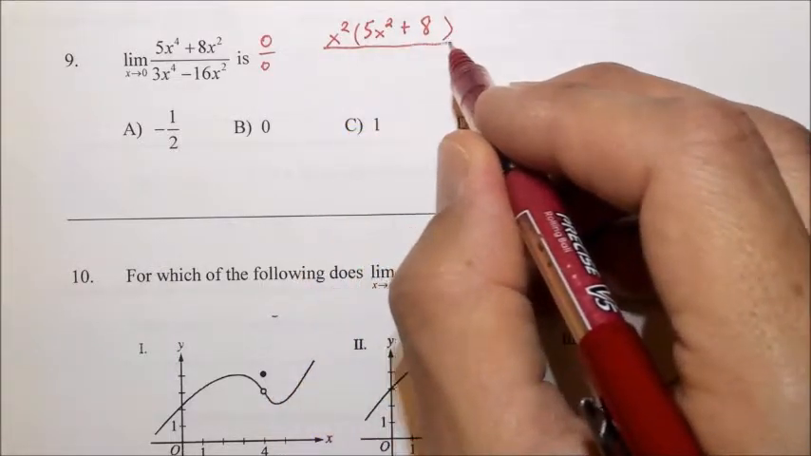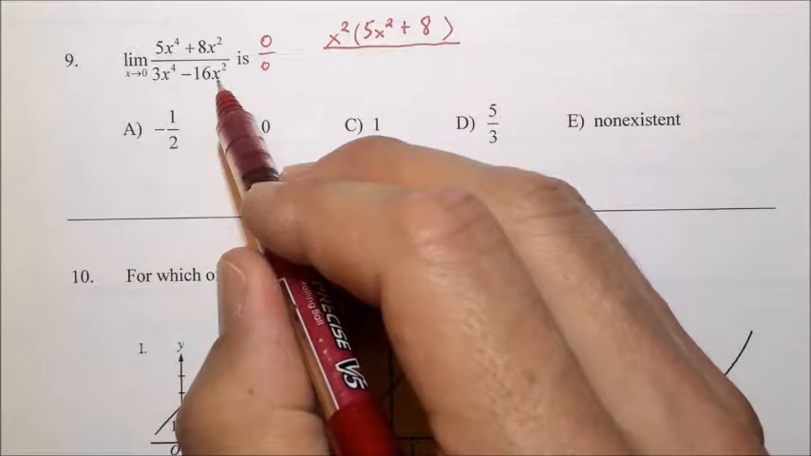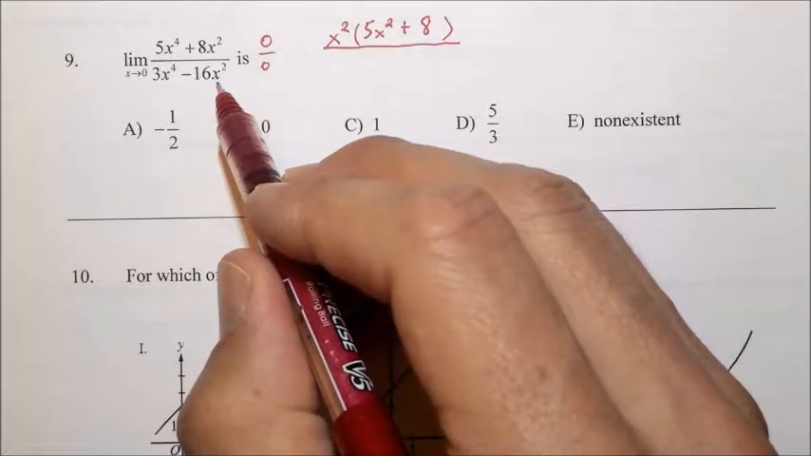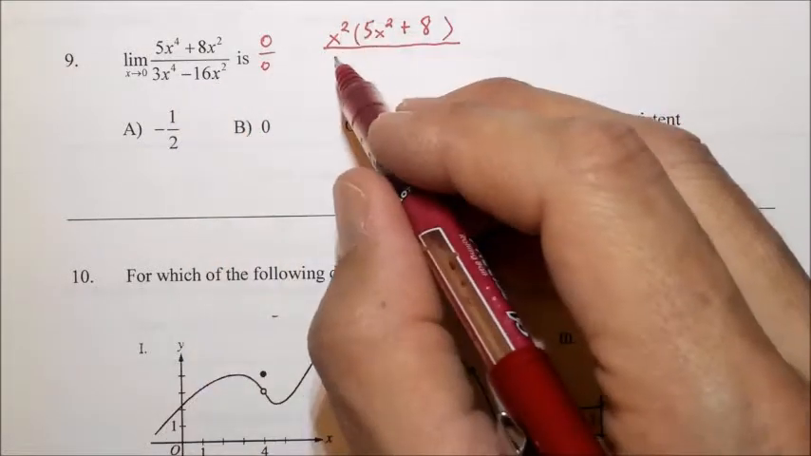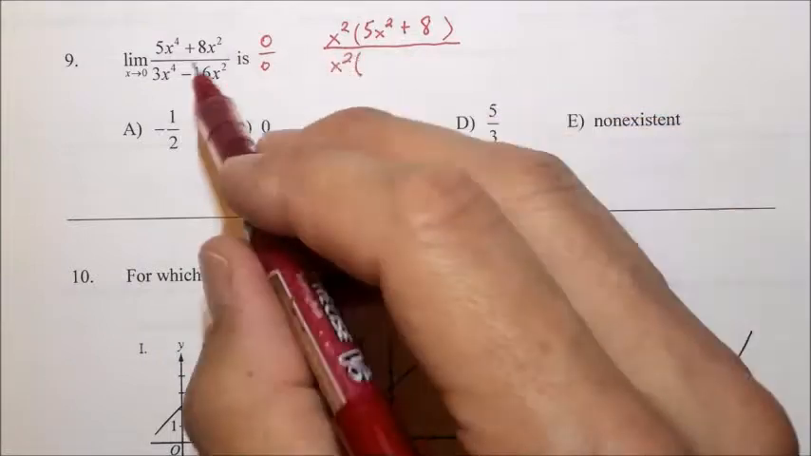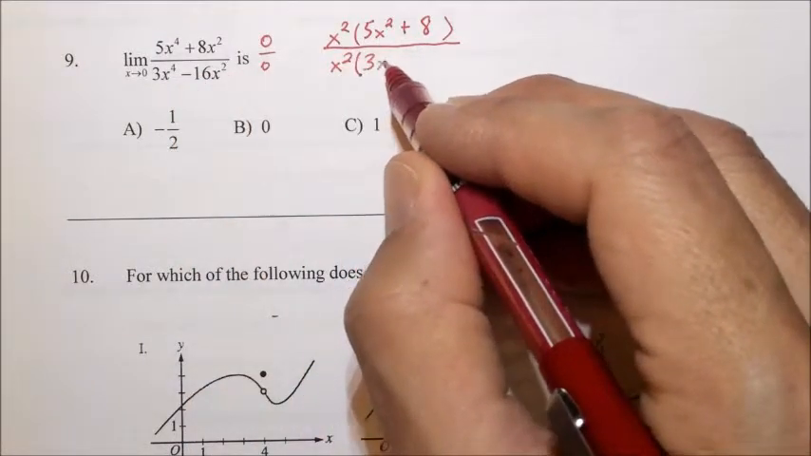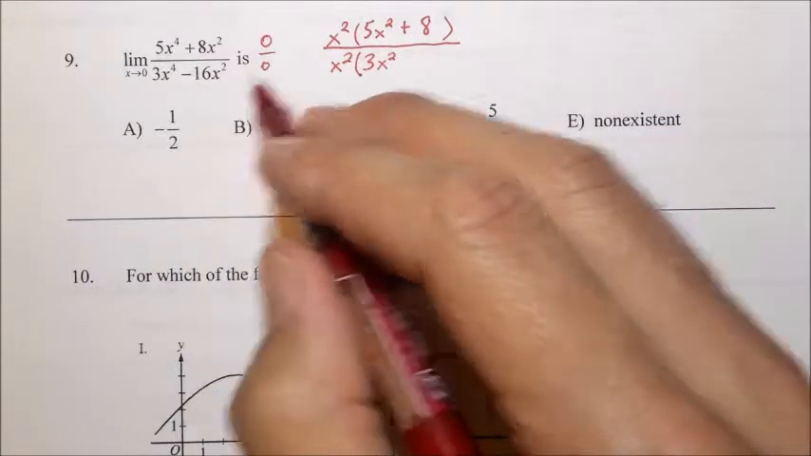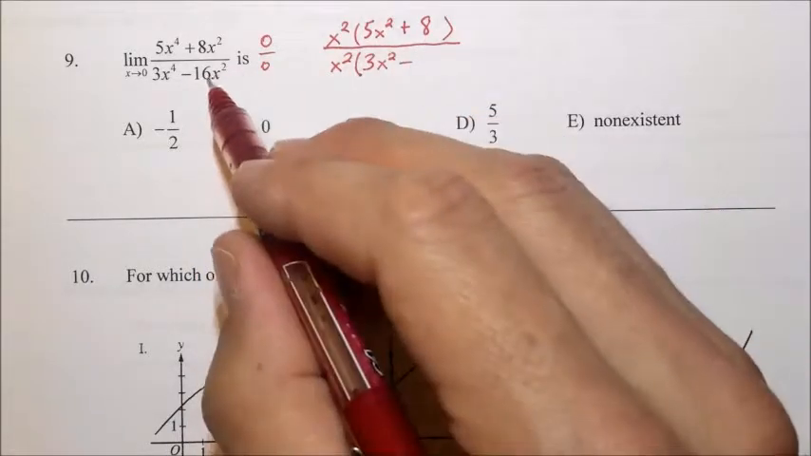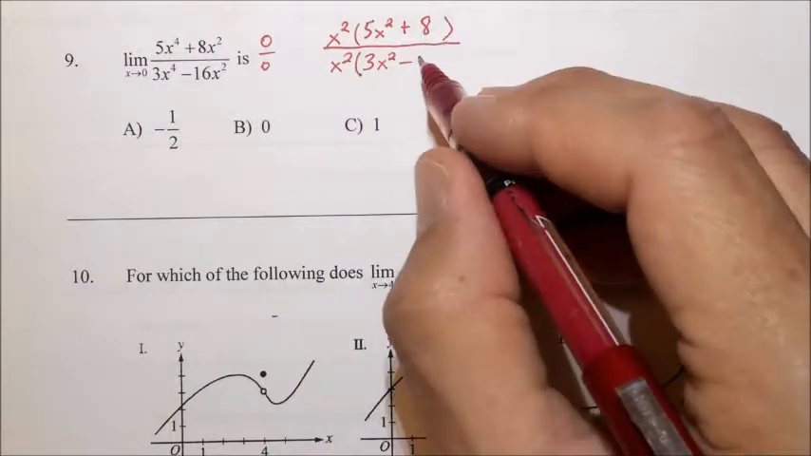In our denominator, what do these two terms have in common? Yeah, they also have an x squared. So let's factor that out. 3x to the 4th divided by x squared is 3x squared, minus 16x squared divided by x squared is 16.